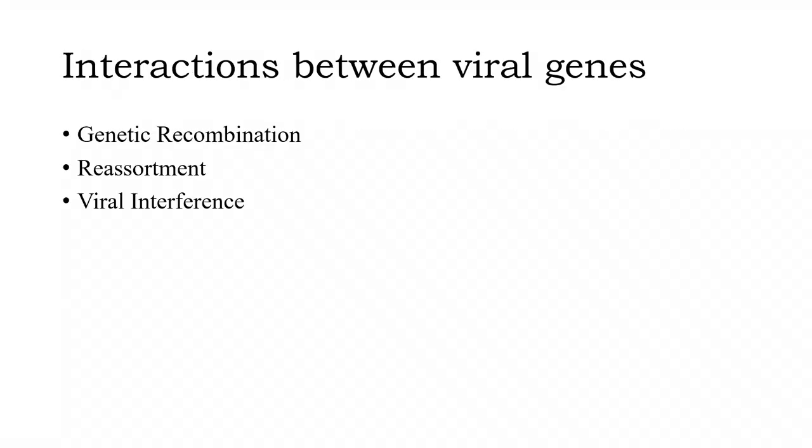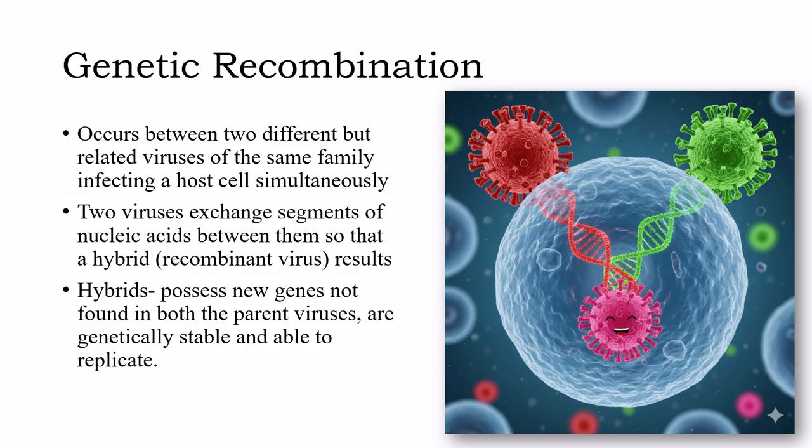The next thing is interaction between the viral genes, where there can be three types: genetic recombination, reassortment, and viral interference. Let's understand one by one. When there is a genetic recombination, viruses that are somewhat similar or from the same family infect the same cell. What will happen? These viruses will exchange nucleic acids between them and a recombinant form is formed, which will generally be stable and will be able to replicate in the next cycles.